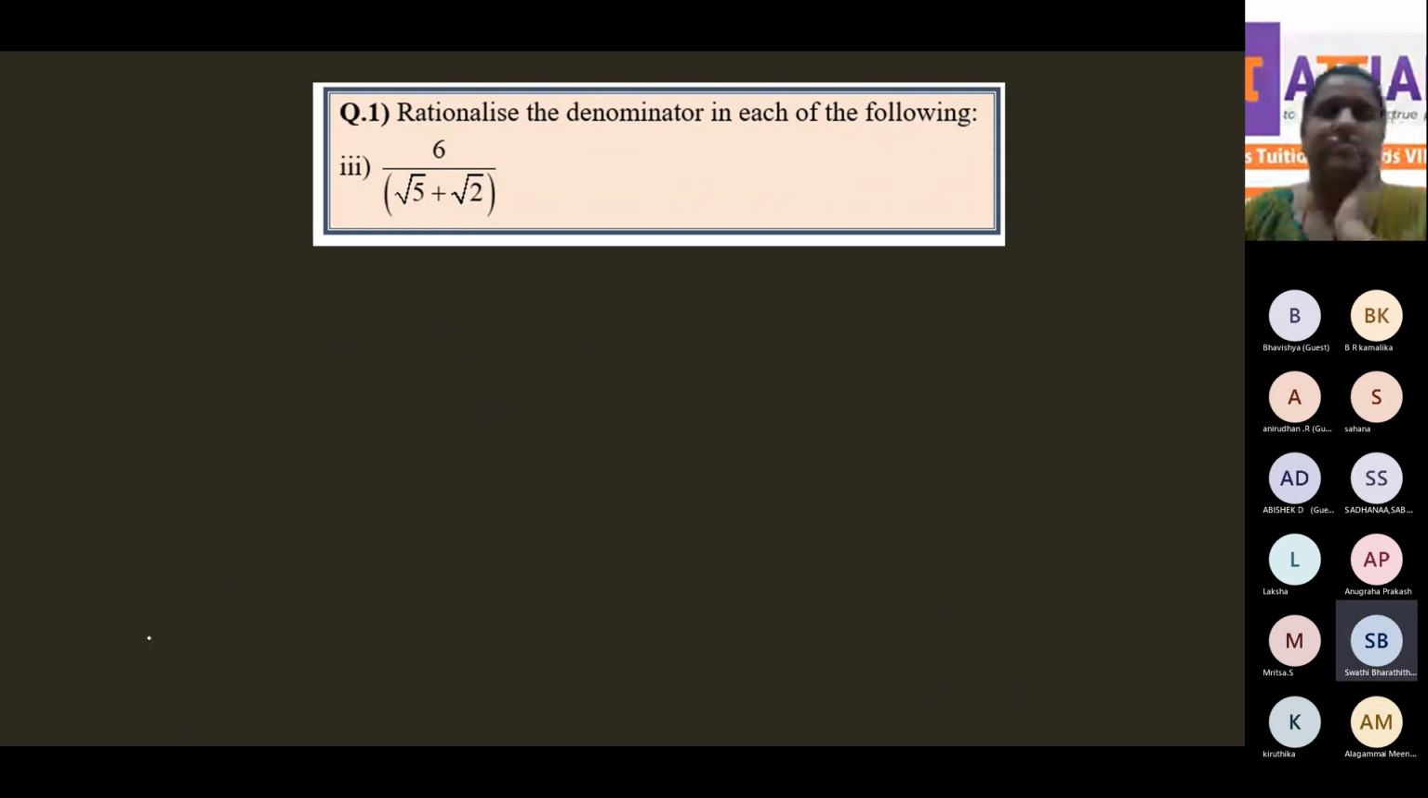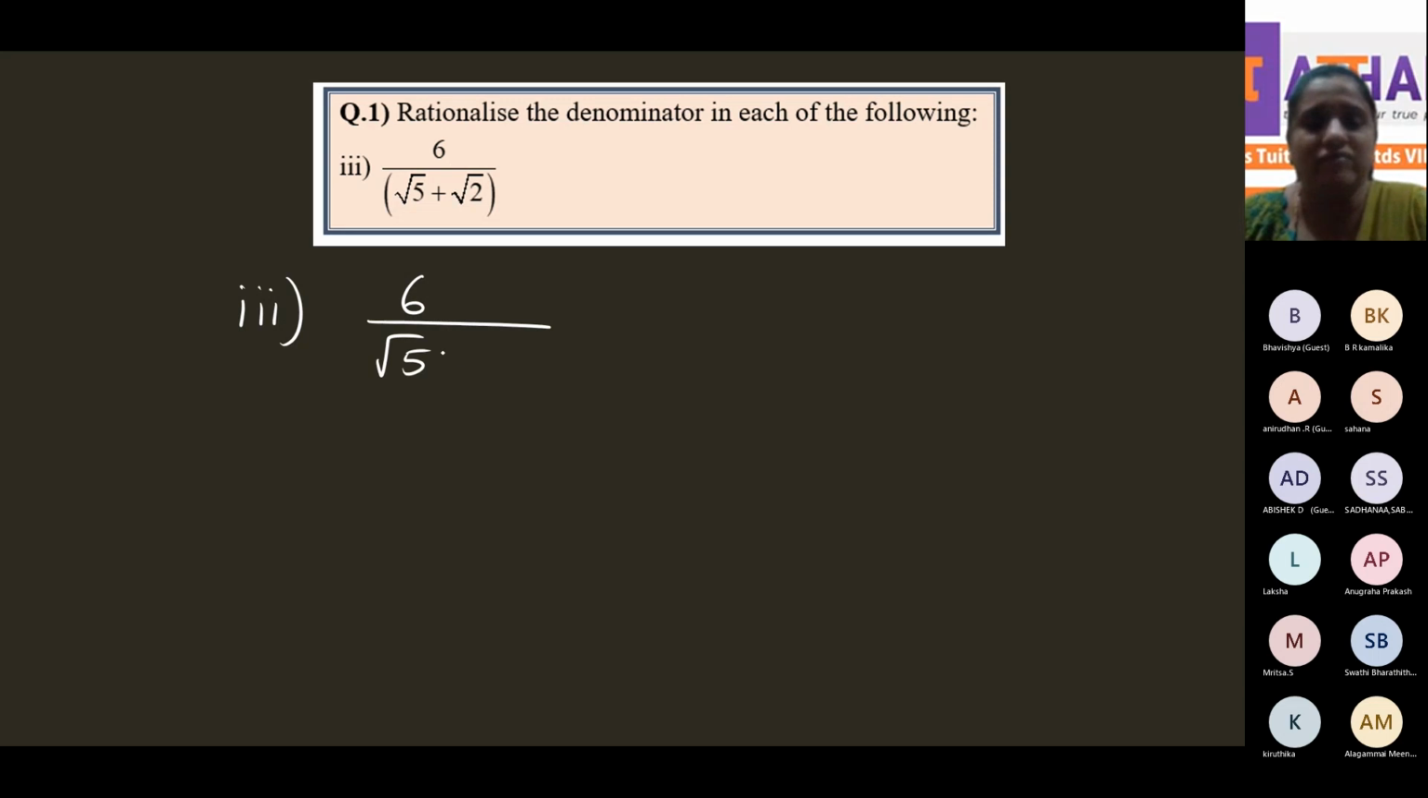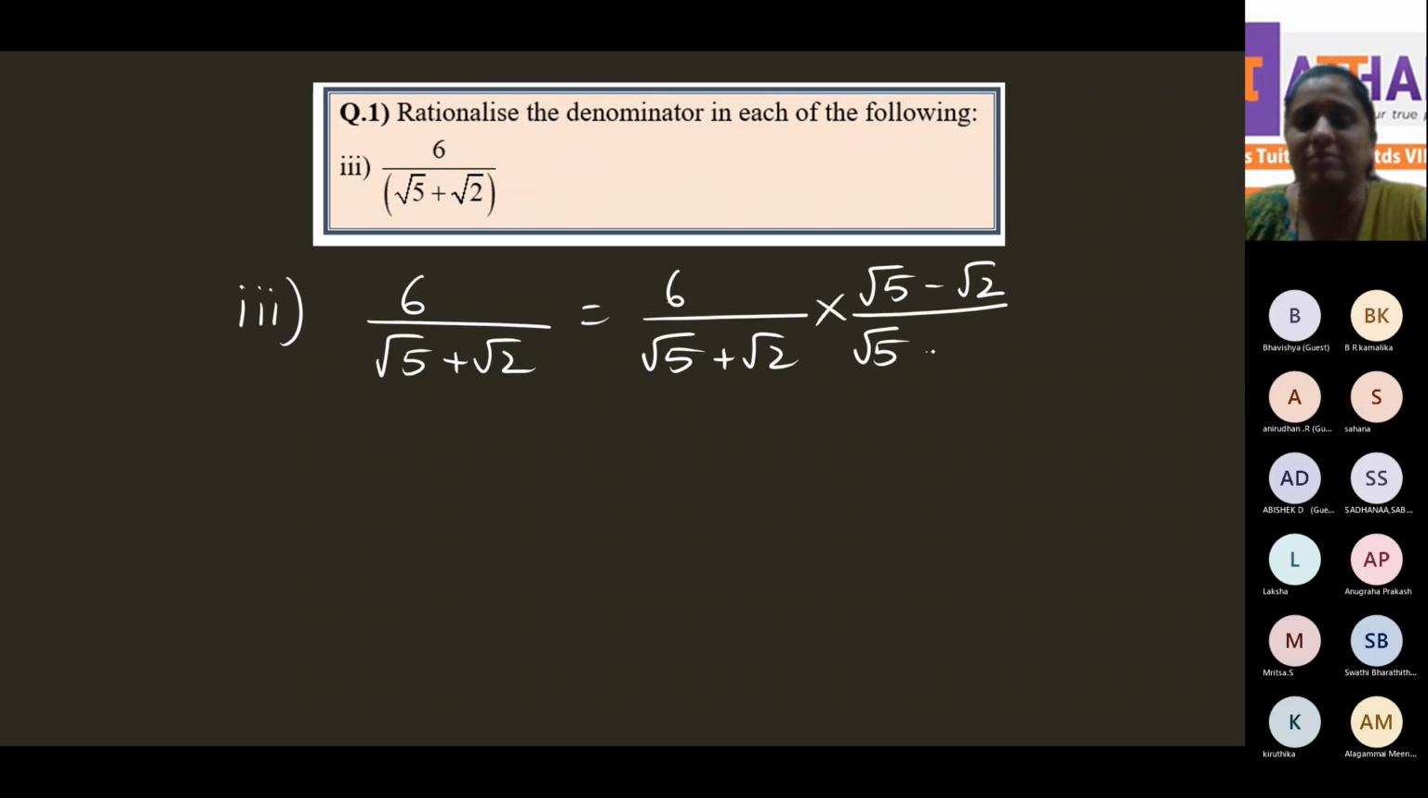Okay, fine. So this one is slightly different. Please note this. We start in the same way. 6 divided by root 5 plus root 2. This is equal to 6 by root 5 plus root 2 into root 5 minus root 2 divided by root 5 minus root 2. This is the first step. Now, in the next step, you have to multiply the numerators. Write it like this: 6 into root 5 minus root 2. All of you agree with this step?